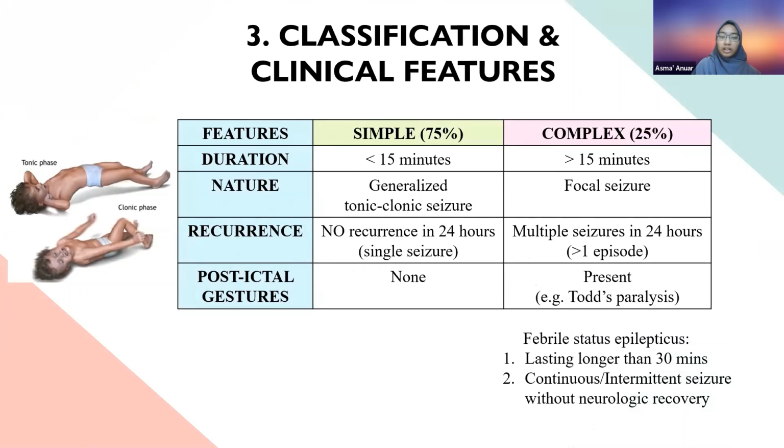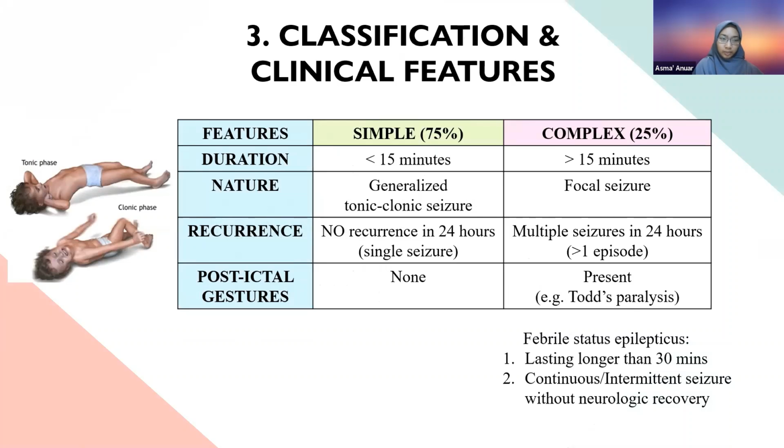and they are classified according to the clinical features. So firstly is simple febrile seizure. It usually lasts shorter than complex, which is less than 15 minutes, while for complex seizure, it is more than 15 minutes. For the nature, in simple febrile seizure, it is a generalized tonic-clonic seizure. So it affects the whole body.